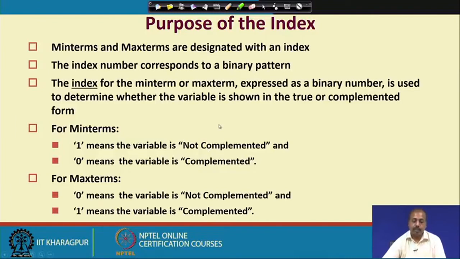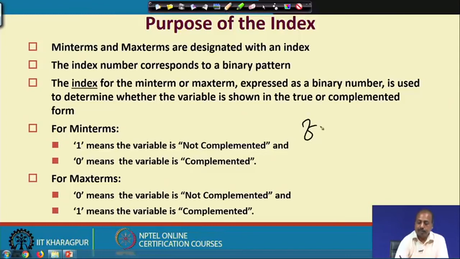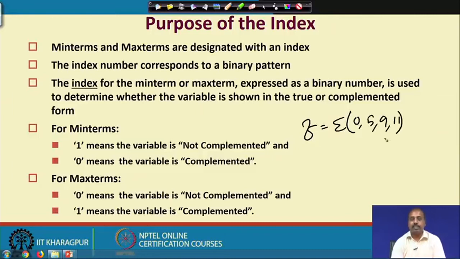So, indexing actually helps us to tell the function. You can simply say that my function f is the summation of the min terms 0, 5, 9 and 11. This immediately says that it is a 4 variable function, because I am going up to 11, so I will need 4 bits to represent it. Out of that, for the min terms 0, 5, 9 and 11 the function value is 1, whereas for others the function value is 0. So, this is a very standard notation.